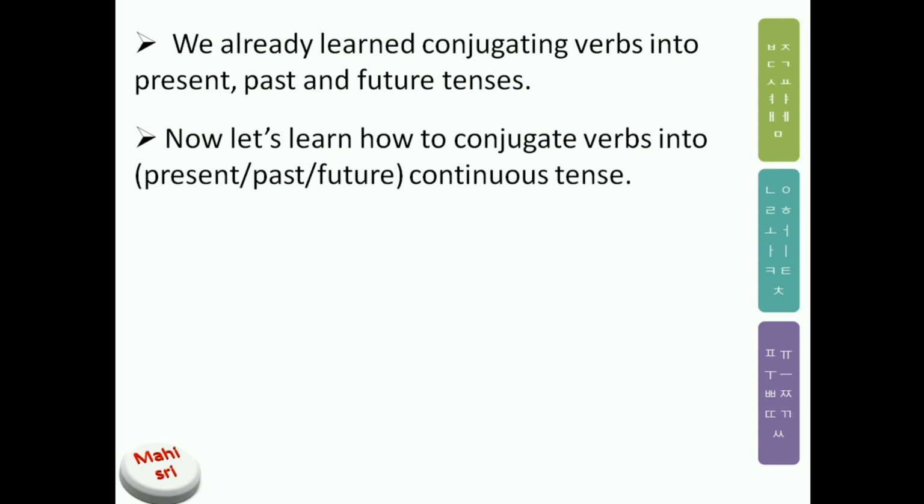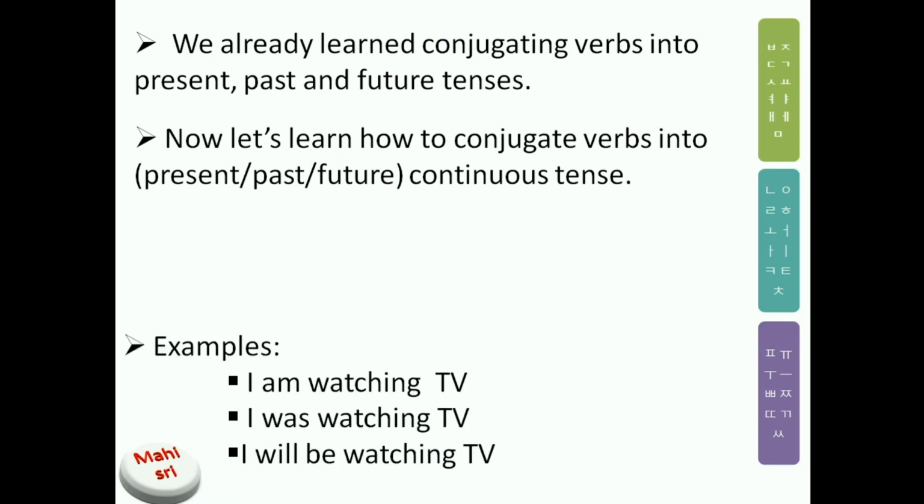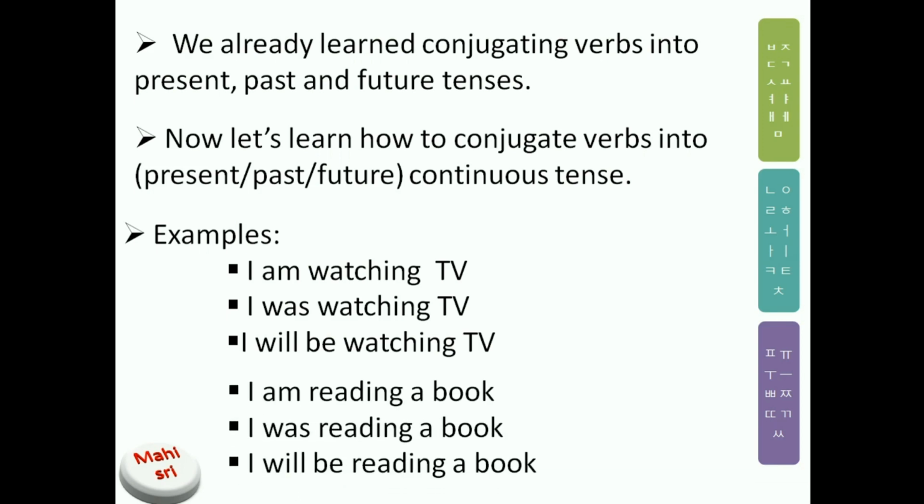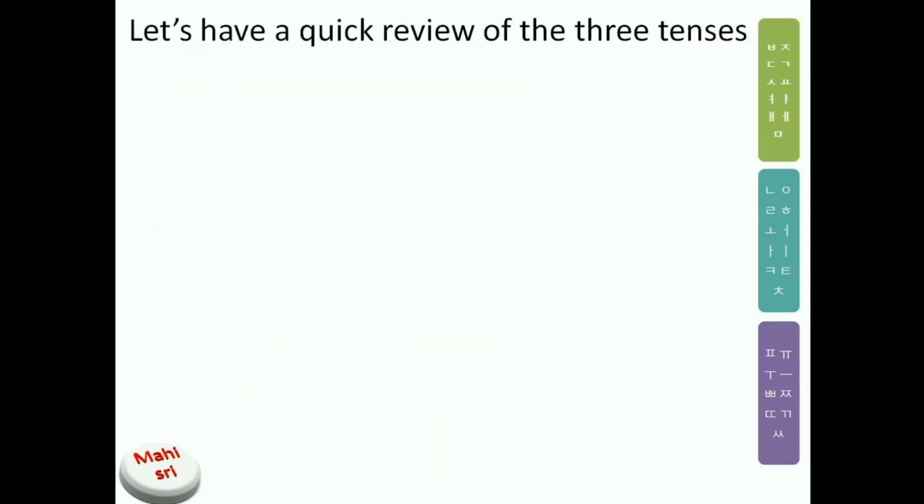Now let's see some examples of continuous progressive tense sentences, which are: I am watching TV. In past tense it is I was watching TV. In future tense it is I will be watching TV. Here is another example. So let's see the basic construction of these.